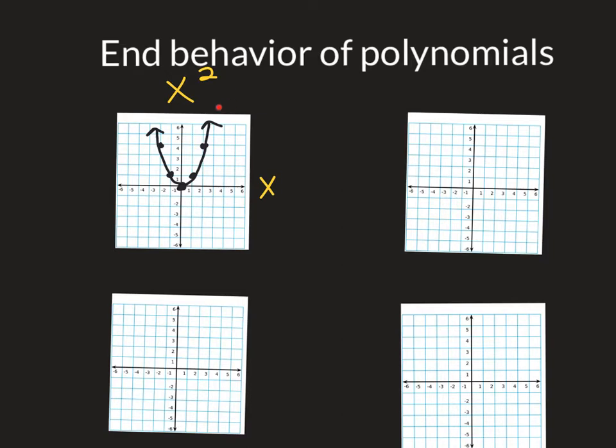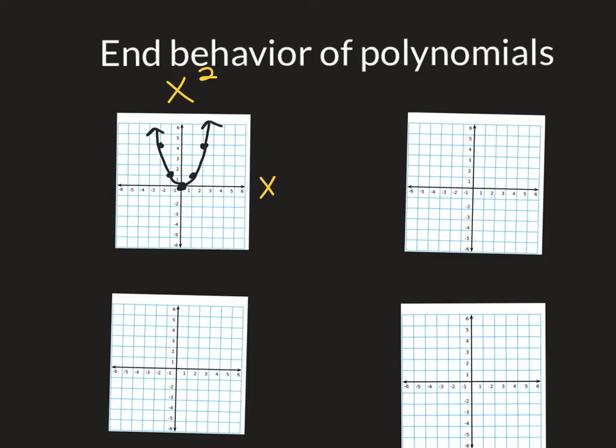And then when I look to the right, at the end behavior to the right, I'm thinking about, well, what happens when I plug in these values over here? So when I plug in 1, I get 1, 2, I get 4, 3, I get 9, 4, I get 16. So what happens as I plug in bigger and bigger x values to the right? Well, I get bigger and bigger y values going up, okay?